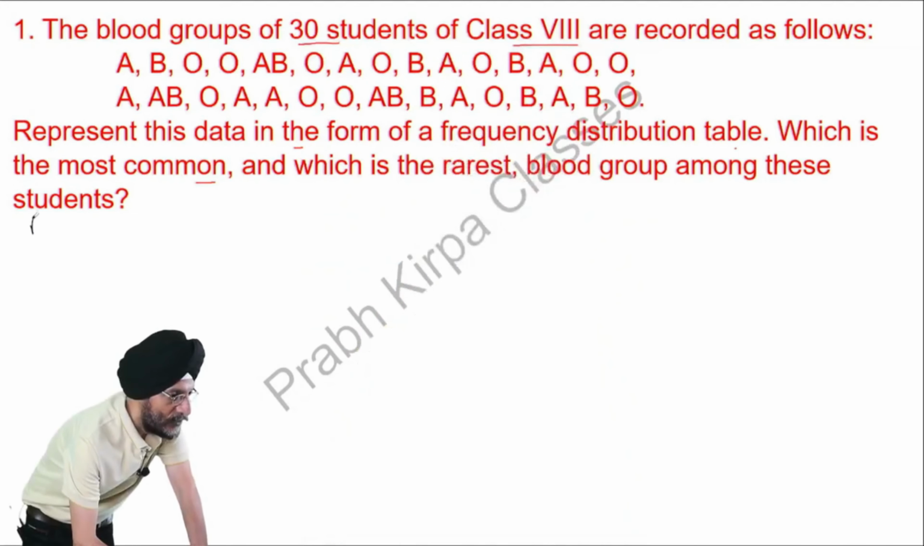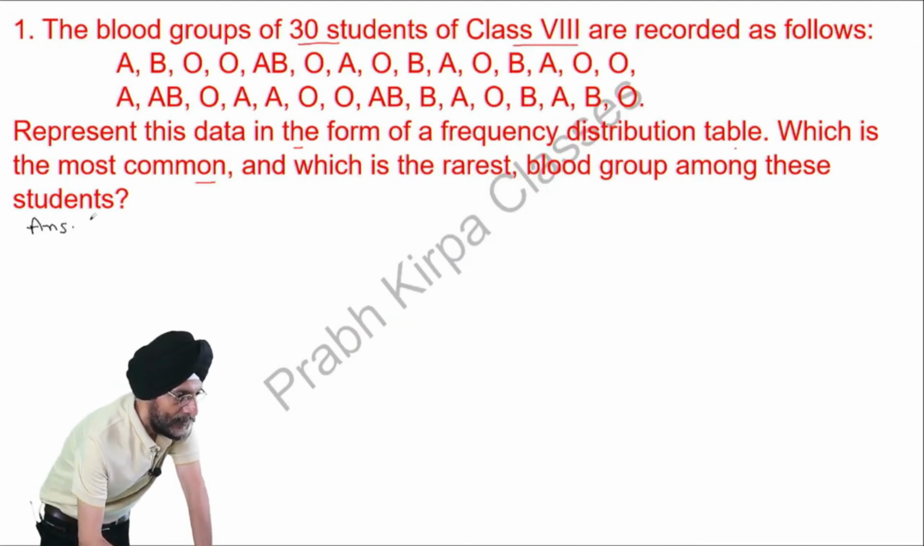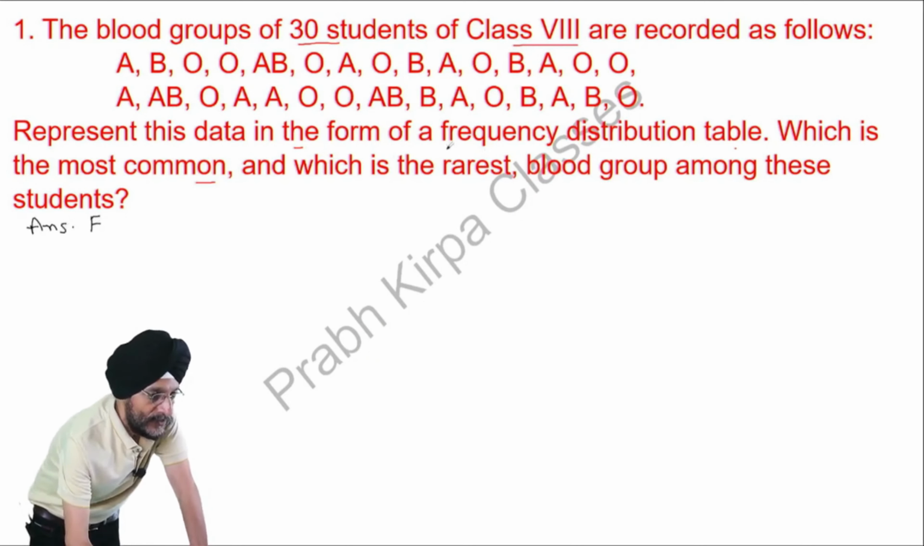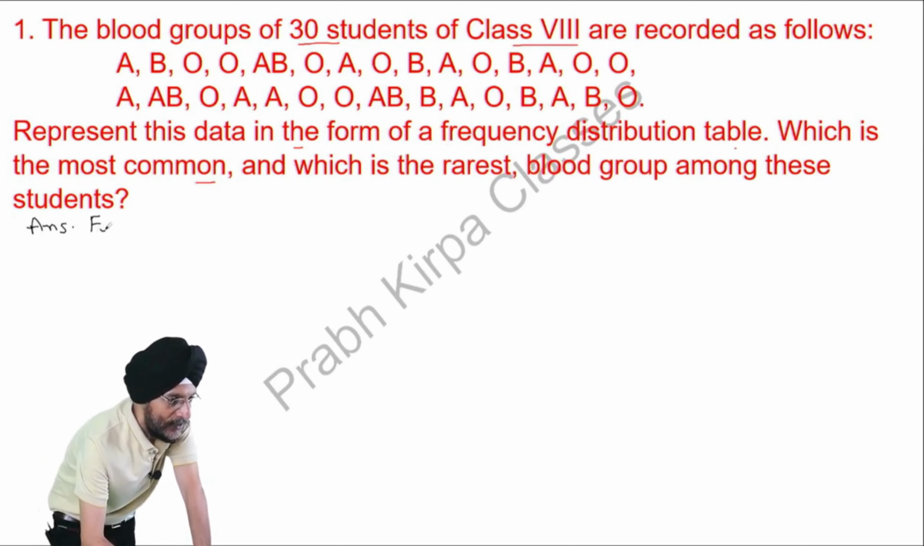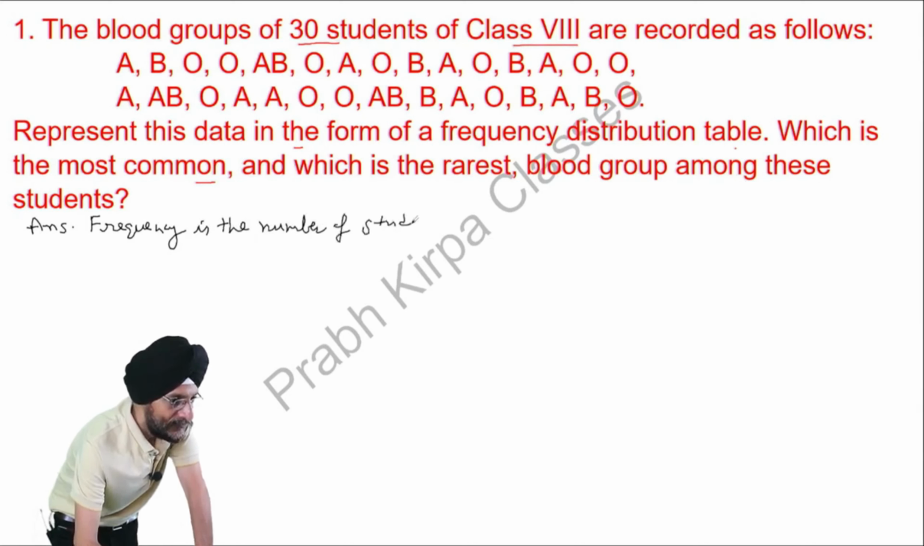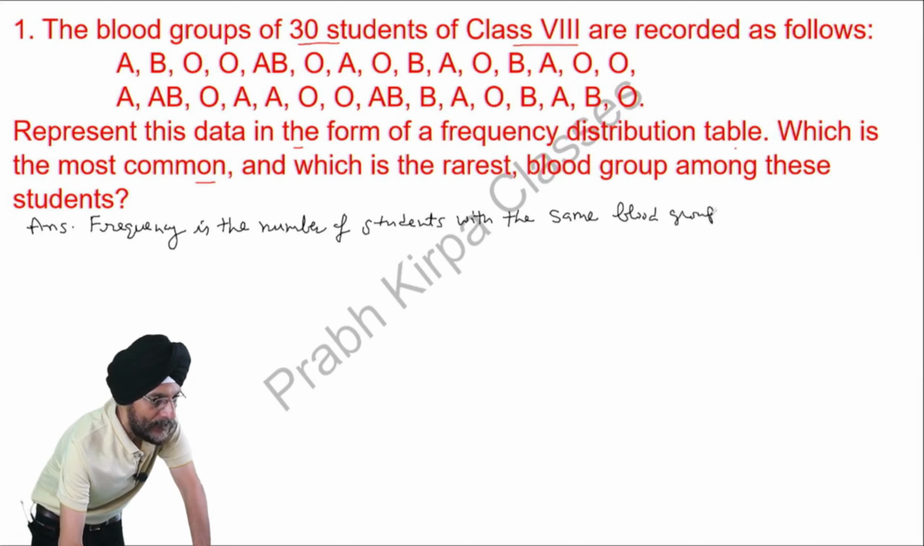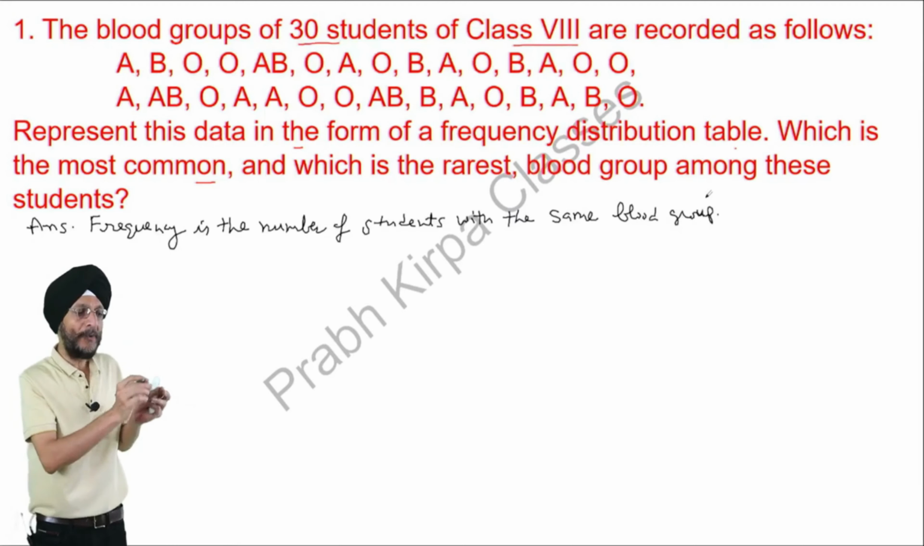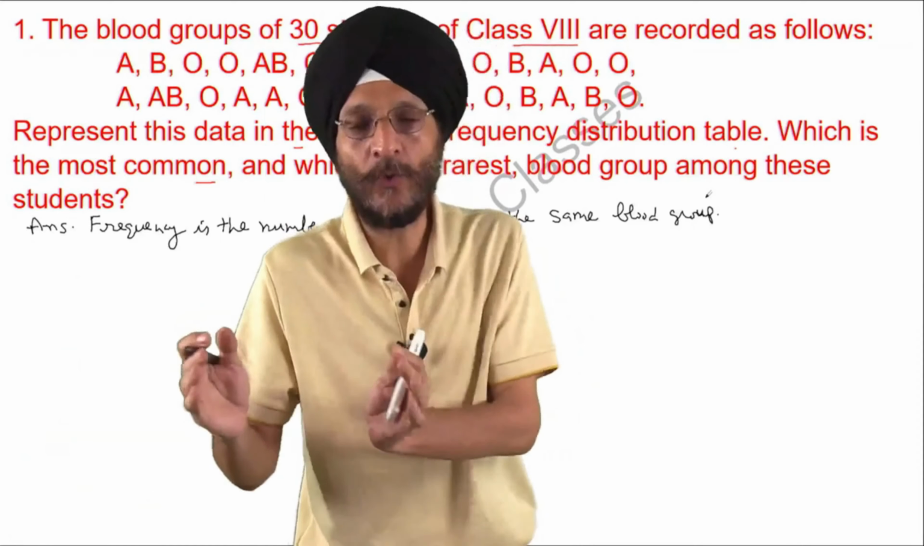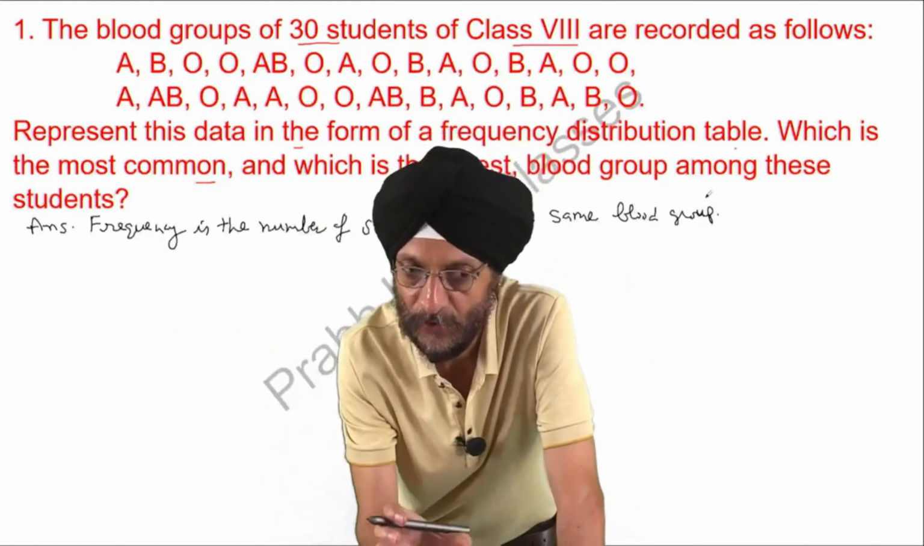Now, we will solve this question. Answer. Here we have to form the frequency distribution table. Now, we will discuss what is the meaning of frequency. Frequency is the number of students with the same blood group. That is, we will here find out how many students have A blood group, how many students have B blood group. We will form the same in the form of a table.